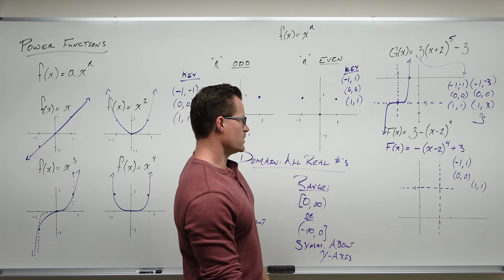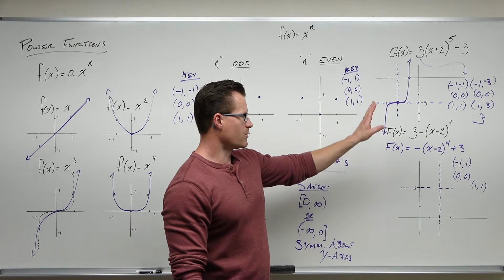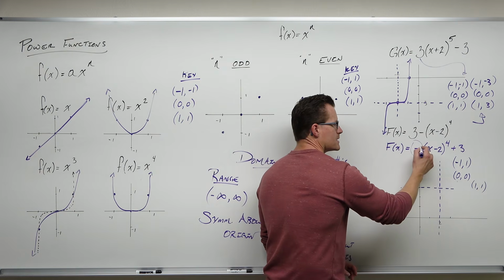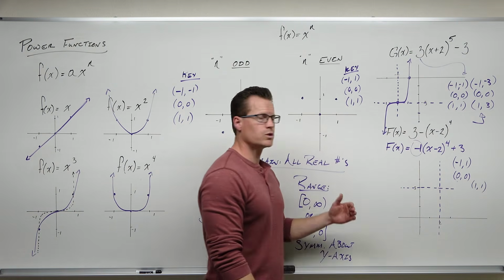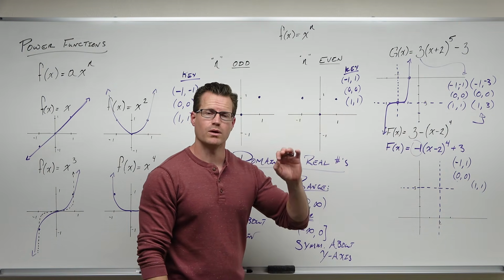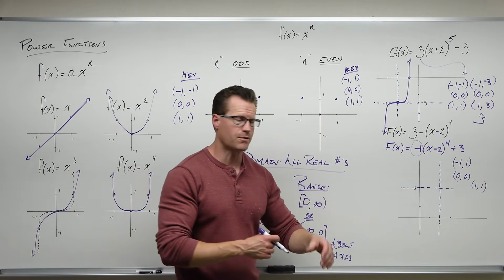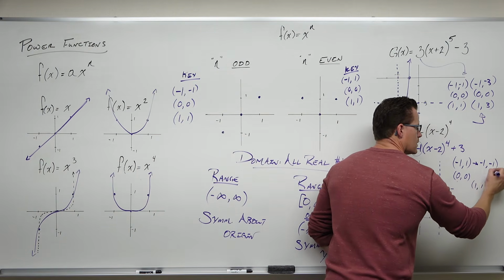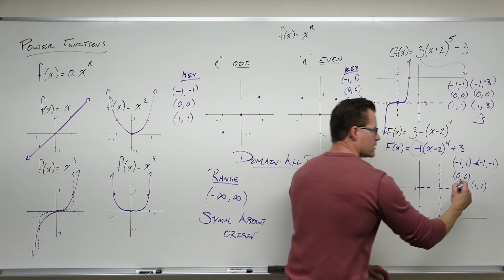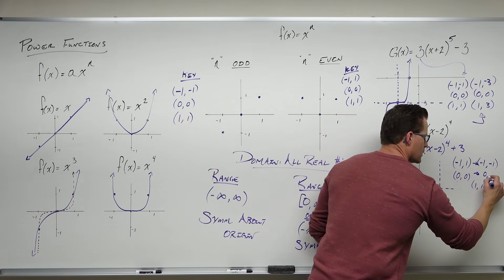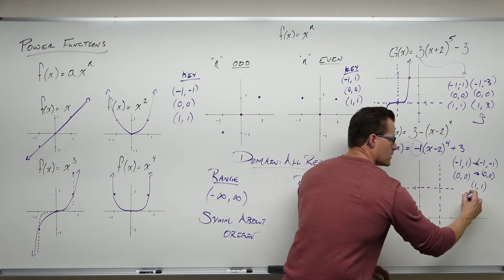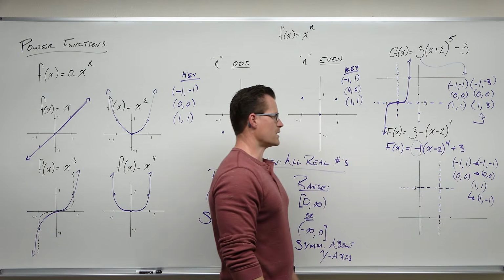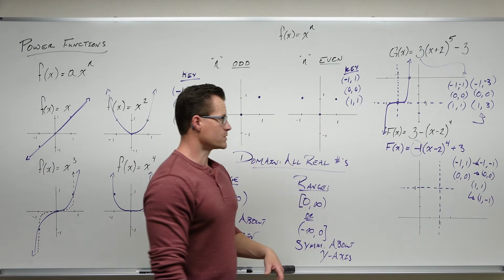Now, let's go ahead and do it. Because our key points are (-1, 1), (0, 0), and (1, 1), and because we have this -1 that's being multiplied by our outputs, it will affect our outputs. It will reflect them. So this would give us (-1, -1), (0, 0), and (1, -1).